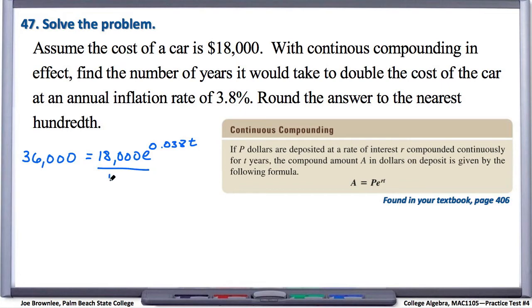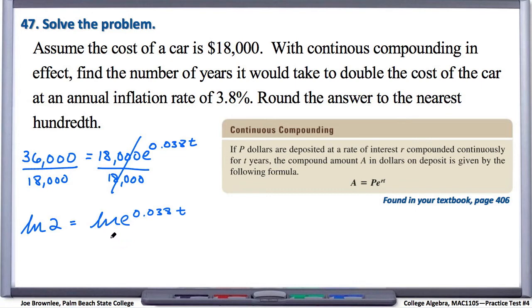Let's go ahead and divide by 18,000 on both sides to clear the coefficient here. So on the right, that 18,000 goes away. Here on the left, 36,000 divided by 18,000 just becomes 2, nice and easy, equals now e to the 0.038t. We're dealing with Euler's number, so let's go ahead and take the ln, the natural log, of both sides.